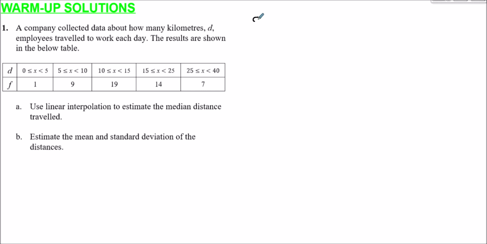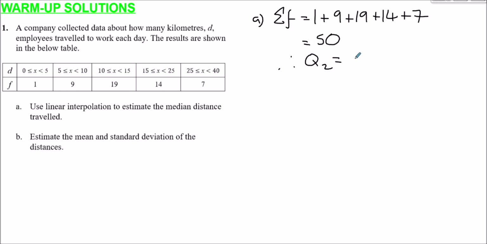So for part A, we need to work out what the total frequency is, because the median is going to be halfway along. So if we total up all these frequencies, we've got 1, 9, 19, 14 and 7. If you add all those up together, you get a grand total of 50. So therefore, the median, Q2, because it's continuous, we can just half this number. 50 divided by 2 is 25, so the median isn't 25, but it is the 25th value.